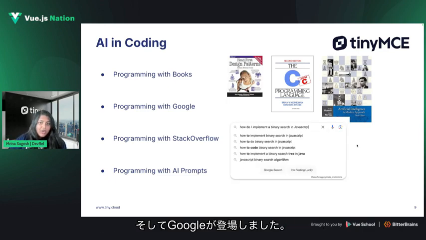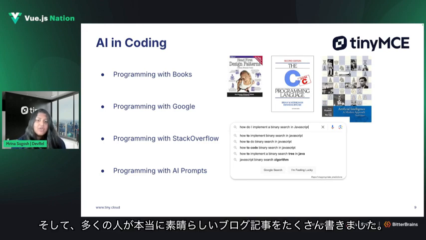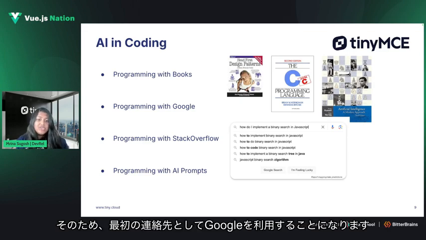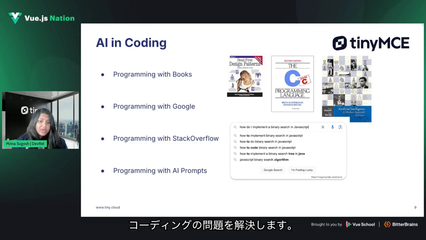And then Google came along. Google had a really, really powerful search engine, and a lot of people wrote a lot of really wonderful blog posts. And it became the standard way of solving coding challenges. So you would use Google as your first point of contact when you're trying to find some sort of relevant content to solve your coding problems.